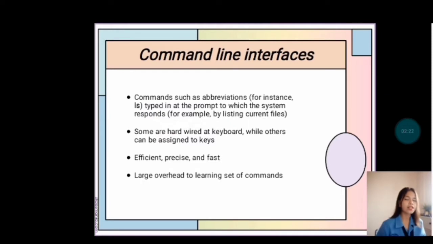Command line interfaces. Commands, such as abbreviations, for instance, are typed in at the prompt to which the system responds, for example, by listing current files. Some are hard wired at a keyboard, while others can be assigned to keys. Efficient, precise, and fast. Large overhead to learning the set of commands.